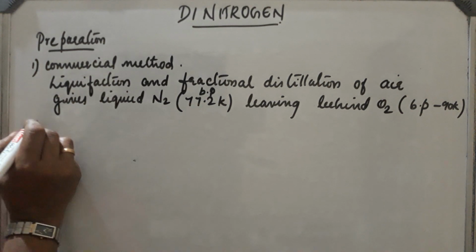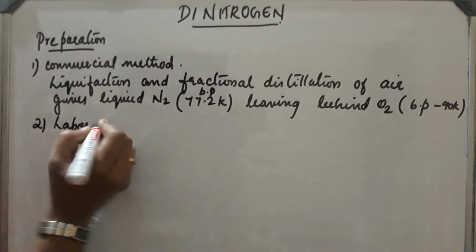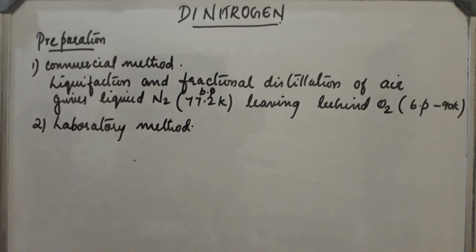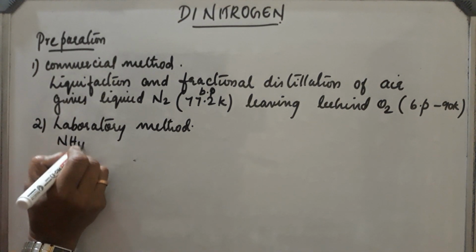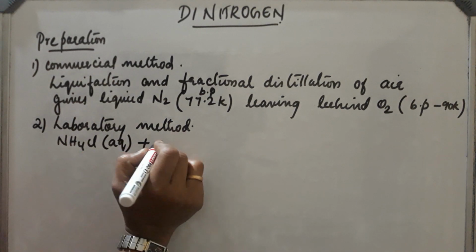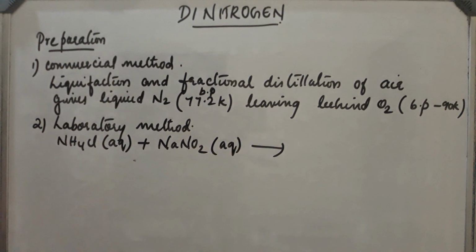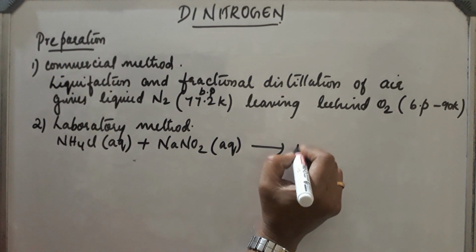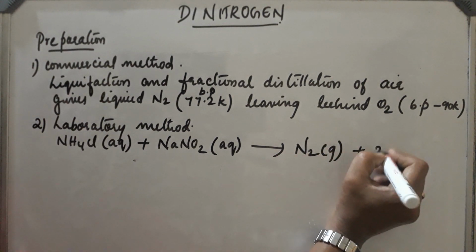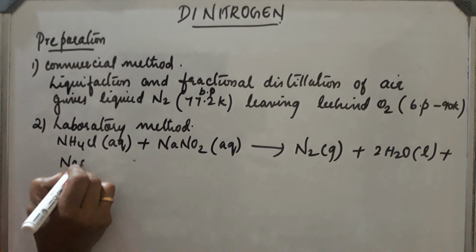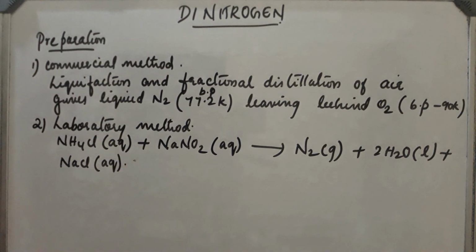Next, second is the laboratory method. Here it can be obtained from ammonium chloride and sodium nitrate. Ammonium chloride reacts with sodium nitrate. Nitrogen gas is obtained, then H2O and then sodium chloride. In this reaction, a small amount of impurities are obtained.